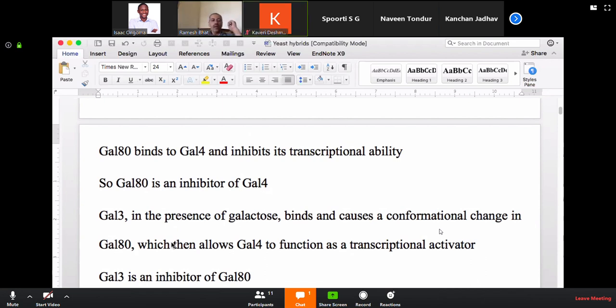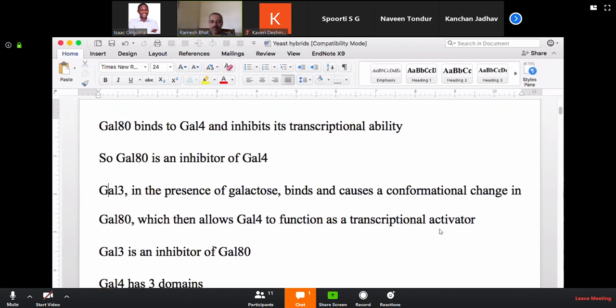So now we are talking of GAL3. In the presence of galactose, it binds and brings a conformational change in GAL80, and once there is a conformational change in GAL80, it cannot bind to GAL4. Therefore, there will be constant transcription and translation of those 6 genes, producing all the necessary proteins for the conversion of galactose into galactose 6-phosphate. So GAL3 is an inhibitor of GAL80.